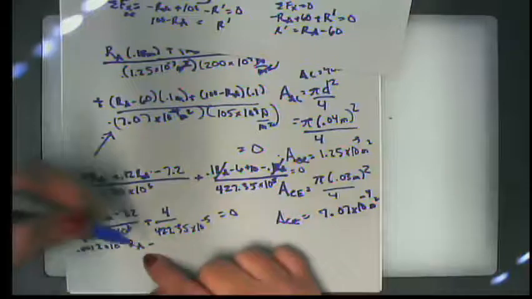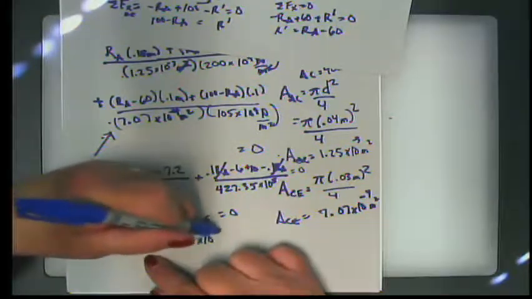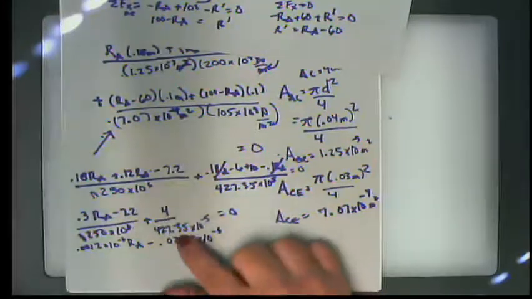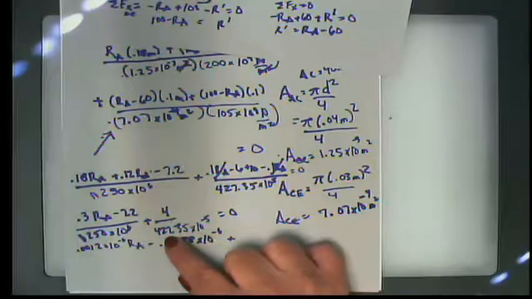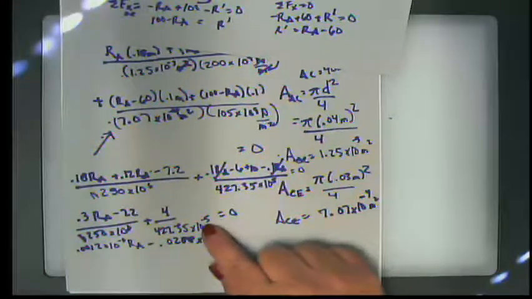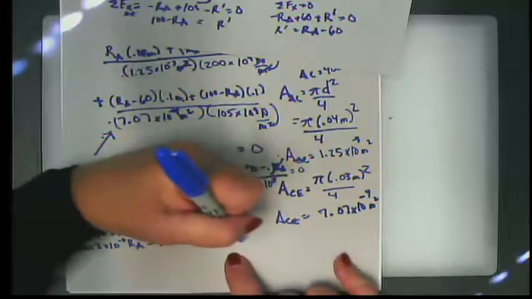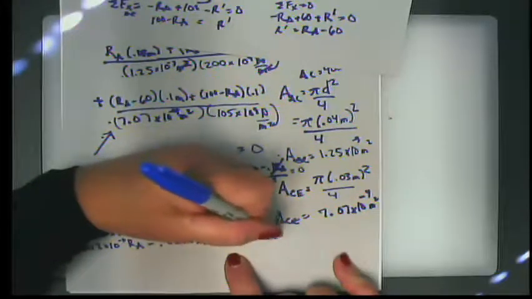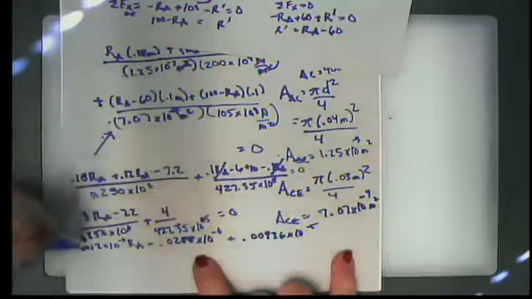Same thing, 250 is 0.0288 times 10 to the minus 6, and that's a constant. And then I take this number plus 4 divided by 427.35. That's times 10 to the 5th. Yeah, I had minus 5th there, but it's not, it's 5th. So this divided by that is 0.00936 times 10 to the minus 5th. Those three things equal 0.